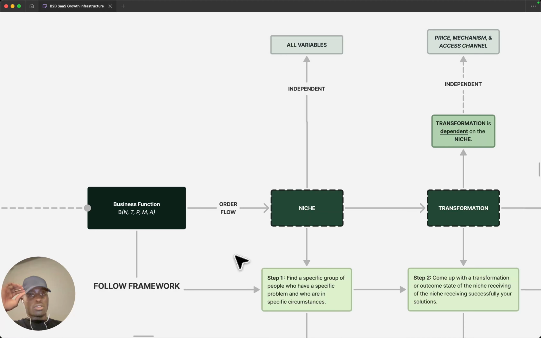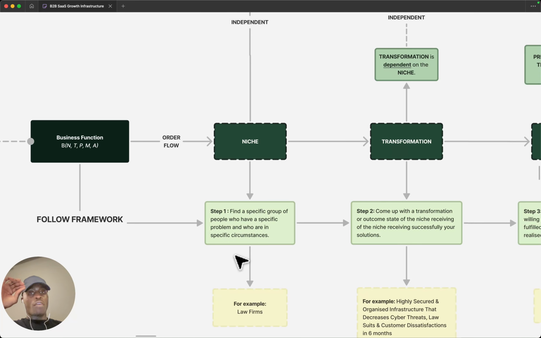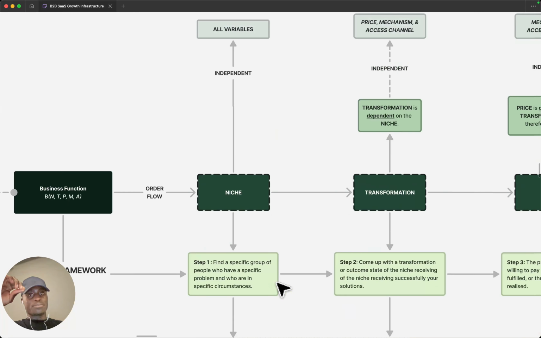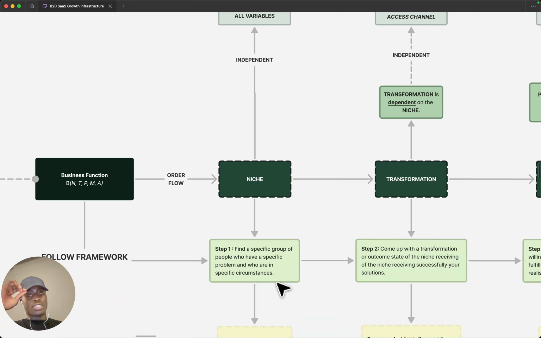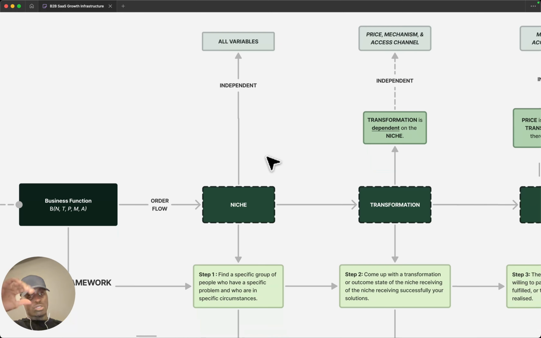So first of all, niche. Step one is to find a specific group of people who have a specific problem, who are in specific circumstances. For example, let's go with law firms. Also very important, this is independent. Why is it independent? Because we start from the niche. You don't start with the price, or you don't start with the transformation. You start with the niche. With the niche, we can drill down on finding the other information that we need to create a great product aligned to the market.